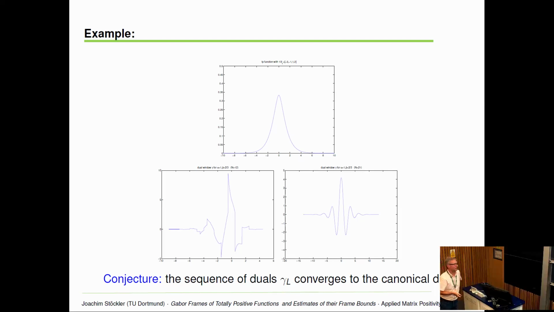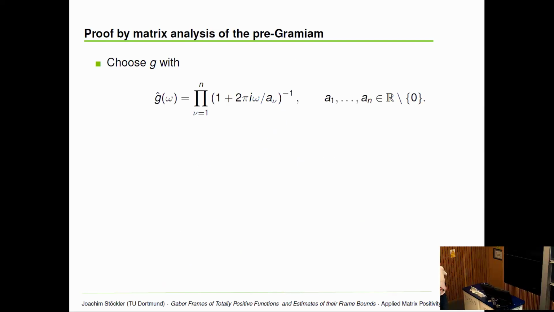But as this L increases, the discontinuities somewhat get smaller. They don't disappear, but as L tends to infinity, we just conjectured without proving it, our gamma L windows will converge to the canonical dual, and the canonical dual has very nice smoothness properties. So, this was the work we did in 2011 or so. And I want to show a different proof, which I think is a little more accessible from the point of view of numerical linear algebra.